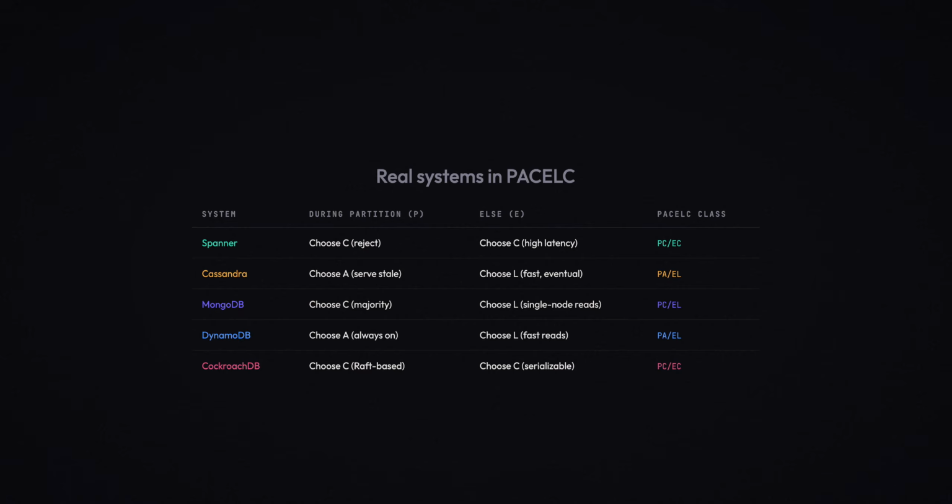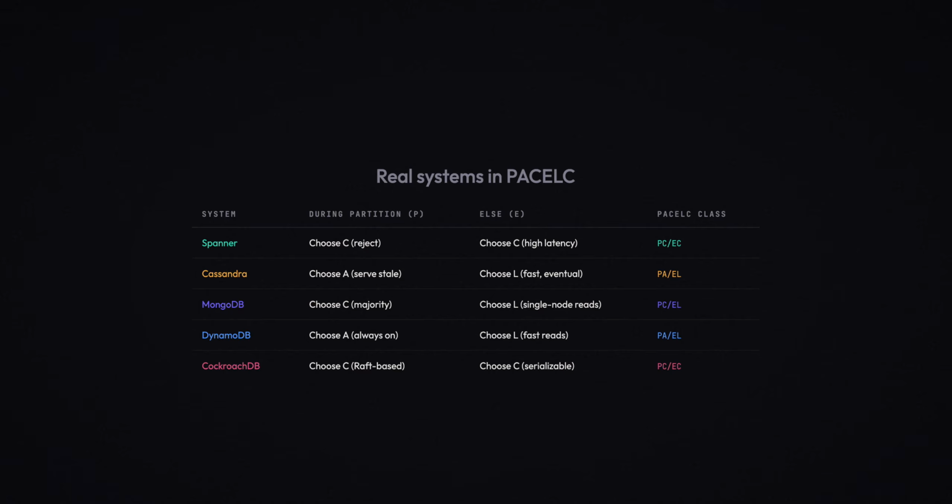Google Spanner, PC/EC. During a partition, it chooses consistency, rejects requests. During normal operation, it also chooses consistency. It uses TrueTime and Paxos for linearizable reads, accepting higher latency as the cost. Cassandra, PA/EL. During a partition, it stays available. During normal operation, it favors latency. Reads from a single replica, eventually consistent.